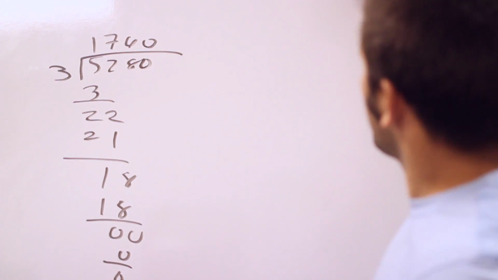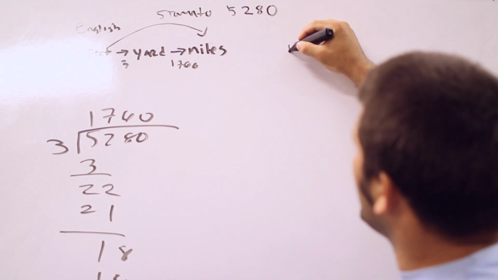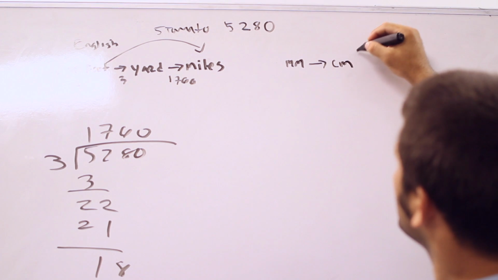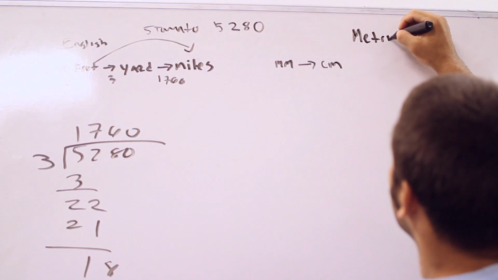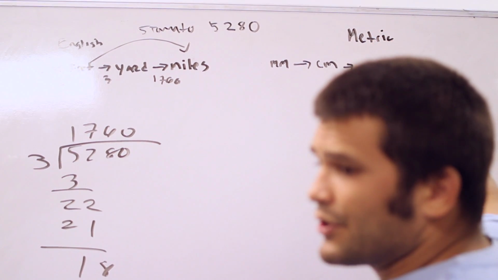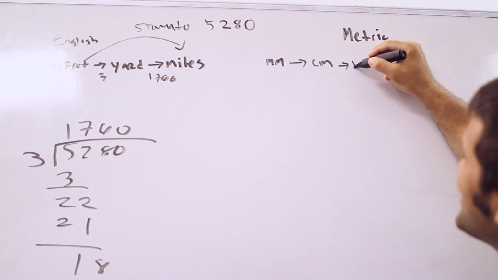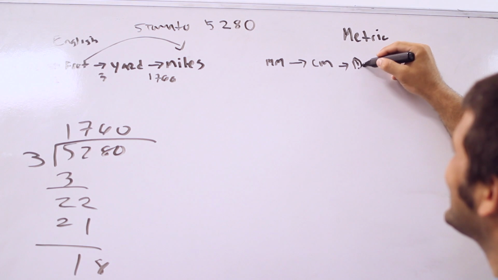Now let me ask you a question once again. 1,760 times 50. How much is it? It's hard, right? Now let's look at the metric system. First thing we have what? Millimeters. To what? Centimeters. Centimeters to what? Decimeters. In reality, it's what? Decimeters.